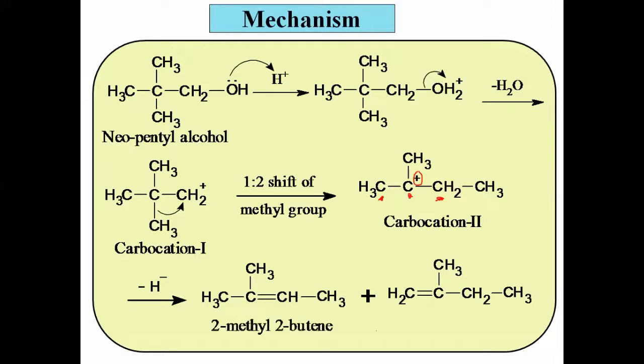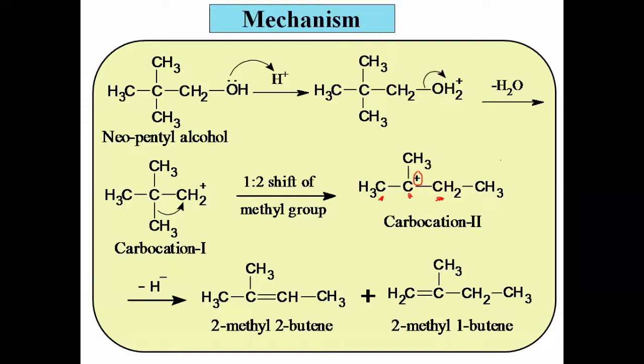This is 2-methyl 2-butene, and this one is 2-methyl 1-butene, and thus the intermediate carbocation undergoes a specific type of rearrangement. There is a shifting of a methyl group from one carbon to another carbon, and we get the stable carbocation. Now the stable carbocation further loses a proton from the adjacent carbon, and there is a formation of 2-methyl 2-butene and 2-methyl 1-butene. This is the mechanism of this particular reaction.